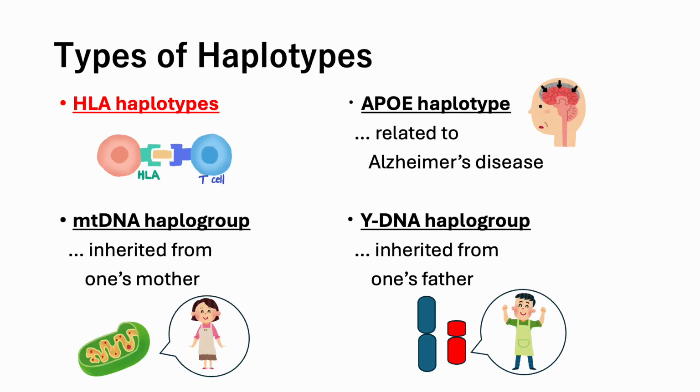I will explain the types of haplotypes. Examples include HLA haplotypes, ApoE haplotypes, mitochondrial DNA haplogroups, and Y-DNA haplogroups.